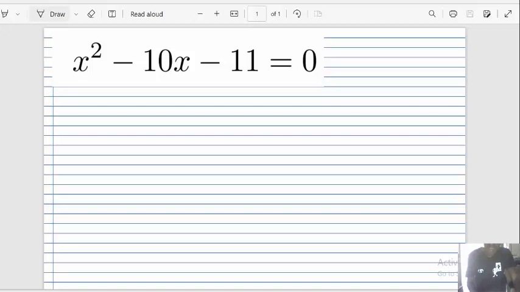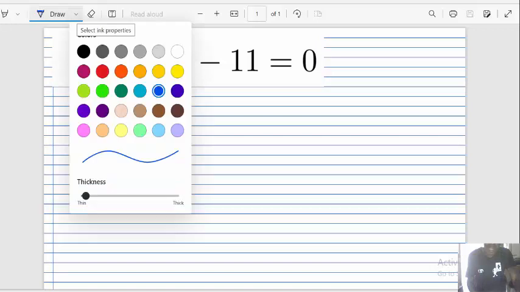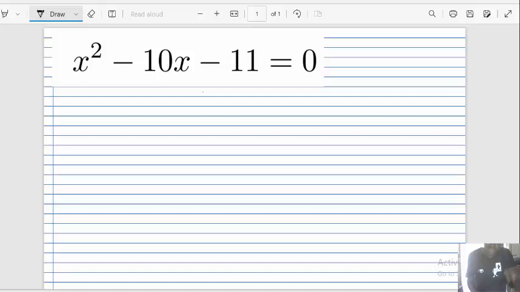Let me choose the pen color. Let me go for the black, and let me make it very thin. So now, firstly, step 1, you rewrite the equation as is. So your x squared minus 10x, it's already in the form that you want, right? So there won't be any changing or dividing through by the coefficient.